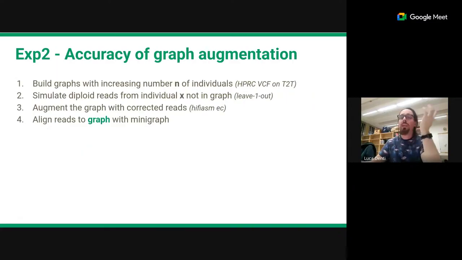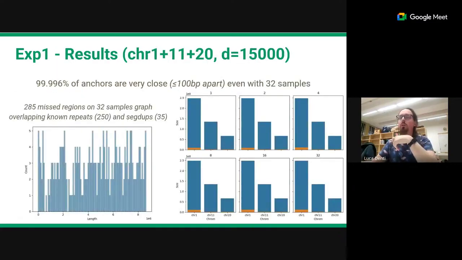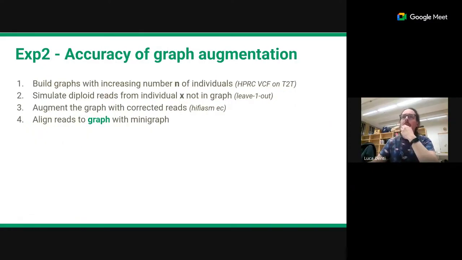And so we can trust our solid anchors. We can use them to anchor our specific strings, at least for the most part of the graphs. And then the second experiment was to evaluate the accuracy of our augmentation.